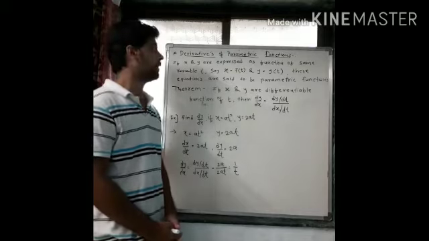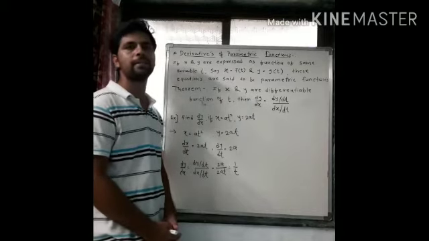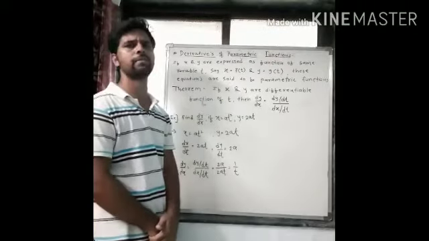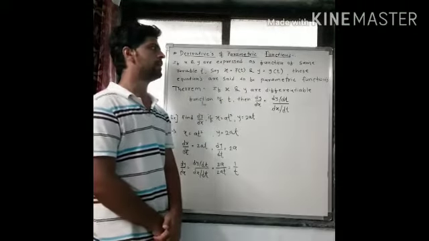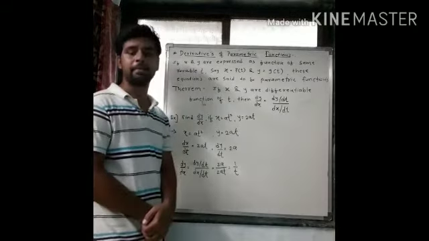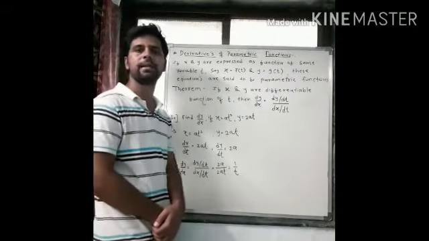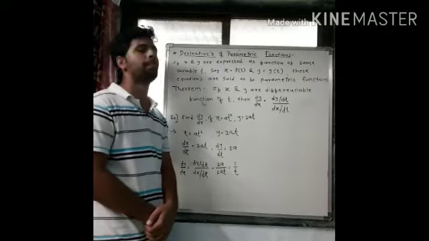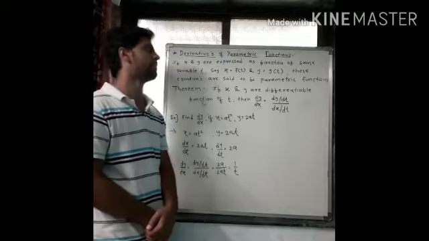Hello student. Now let's see the new point, that is derivative of parametric function. Now what is this parametric function? So far we have seen two types of function. First was explicit type of function and second was implicit type of function. Now the new function is parametric function. What is the parametric function?